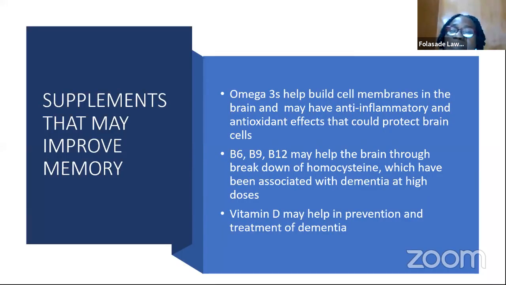Ebenezer has said a lot about supplements. I went to research to find those that have scientific backings for their use. And omega-3 is said to help build cell membranes, and it may also have anti-inflammatory properties. You know, these supplements are not too researched into like that, but then there is abundant research to support their use. B6, B9, B12 may help the brain through the breakdown of homocysteine. Vitamin D may also help in the prevention and treatment of dementia.